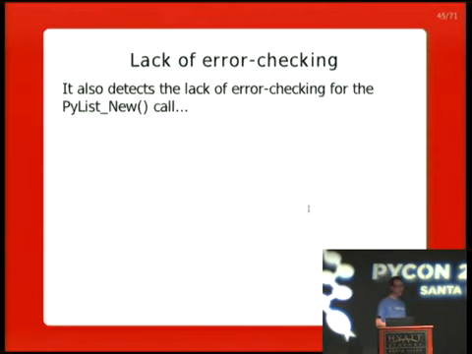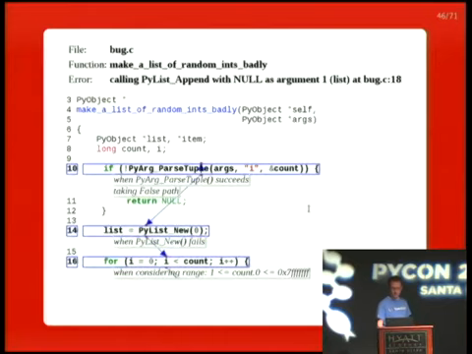The lack of error checking I spoke about, it detects that. So here's another error report generated by this tool. Again, we consider the case where PyArg_ParseTuple succeeds. We go through to the PyList_New, but now you see the annotation when the PyList_New call fails.